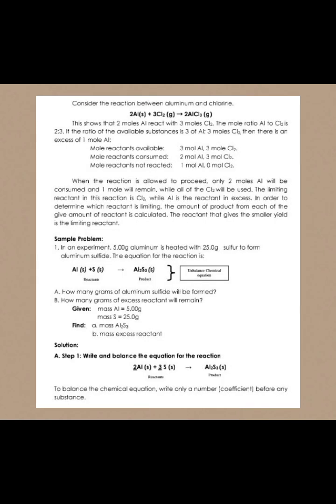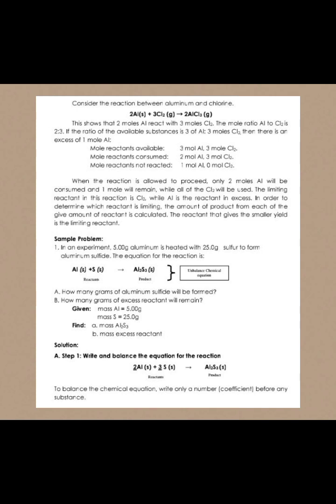Consider the reaction between aluminum and chlorine. 2Al(s) + 3Cl2(g) → 2AlCl3(s). This shows that 2 moles aluminum react with 3 moles chlorine. The mole ratio of aluminum to chlorine is 2:3. If the available amounts are 3 moles of aluminum and 3 moles of chlorine, then there is an excess of 1 mole aluminum. Moles of reactant available: 3 moles aluminum, 3 moles Cl2. Moles of reactant consumed: 2 moles aluminum, 3 moles chlorine. Moles of reactant not reacted: 1 mole aluminum, 0 moles Cl2.